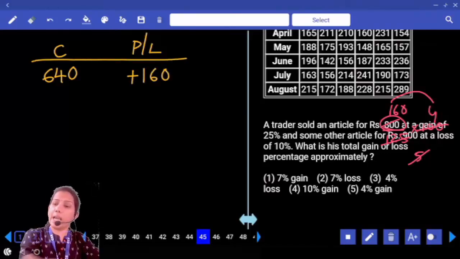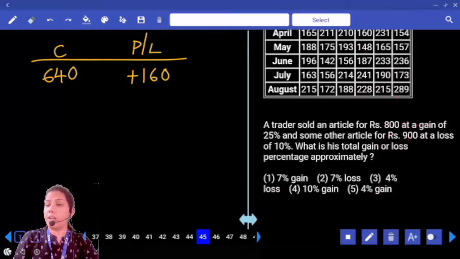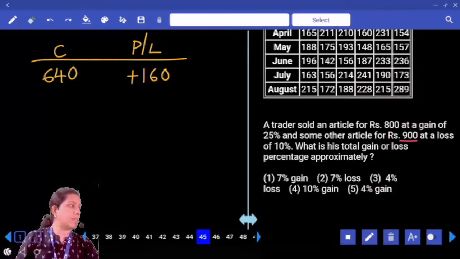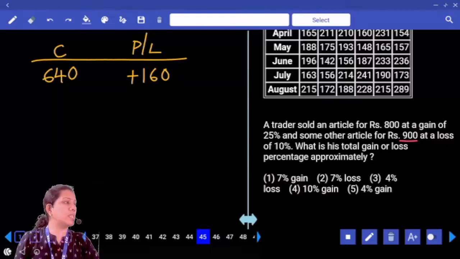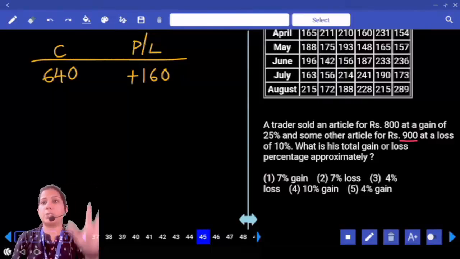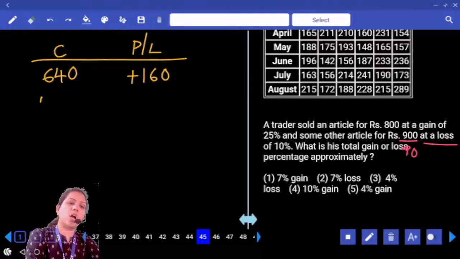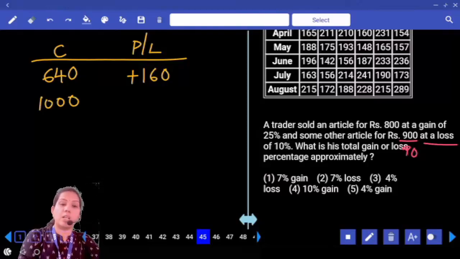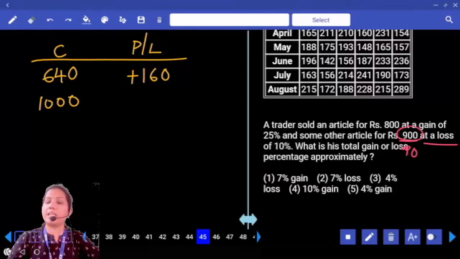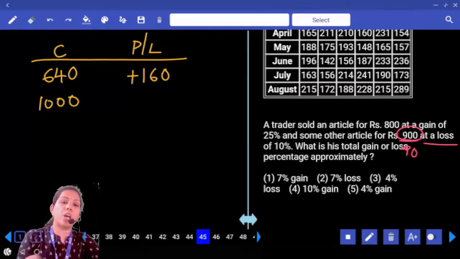Okay, and next, the second article. Some other article sold for 900 rupees. Is it cost price or selling price? That is also selling price. The first information is about selling price and the second is also selling price. He gets a loss of 10%. Loss of 10 means 100 plus or 100 minus? 100 minus 10 means 90% value is 900. Then the 100% value is 1000. So cost price is 1000. Selling price 900, so he gets a loss of 100.